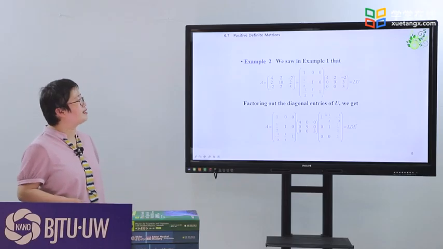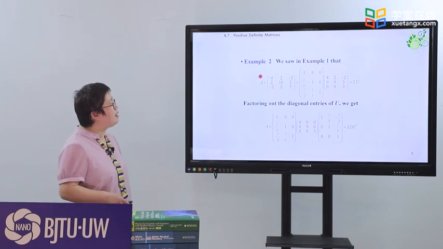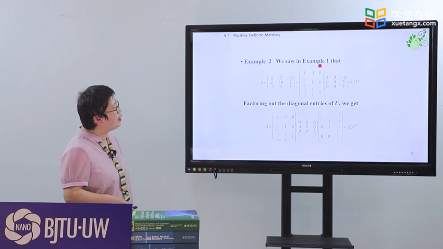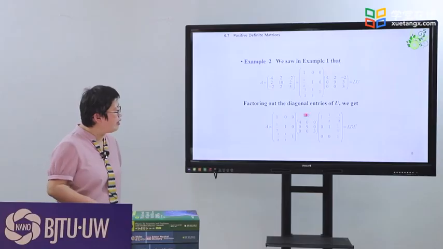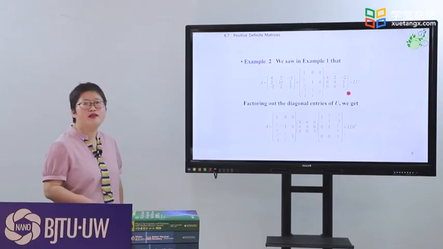Okay, see this example. We saw in example 1 that A can be factored into L times U. Here is a unit lower triangular matrix, and here is an upper triangular matrix. We can factor out the diagonal entries of U, and we get this one. So the upper triangular matrix we further factorize into a multiplication of two matrices. This is a diagonal matrix with diagonal entries 4, 9, 3, and this is a unit upper triangular matrix. So it equals L times the diagonal matrix D times L transpose.